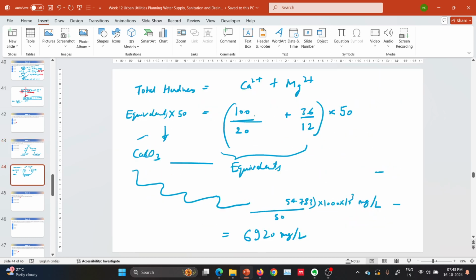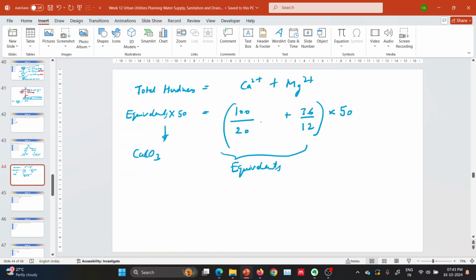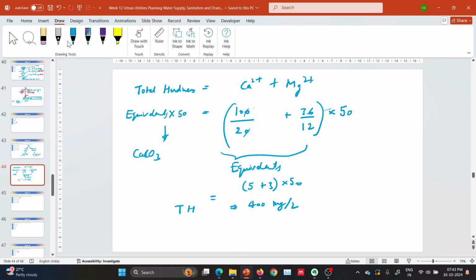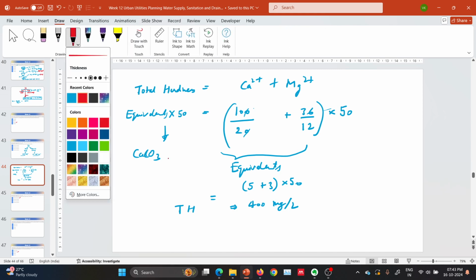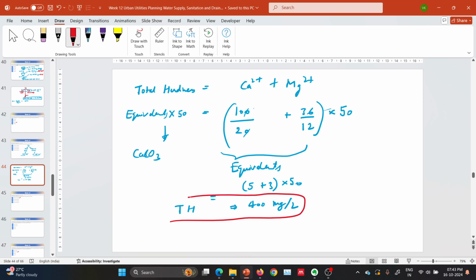So here it is converted in terms of milli-equivalent. So we'll get milligram per liter only. So 5 plus 3 into 50, we are getting 400 milligram per liter. Why milligram? Because it is also in the milligram. 136 are in milligram. So the total hardness is 400 milligram per liter.